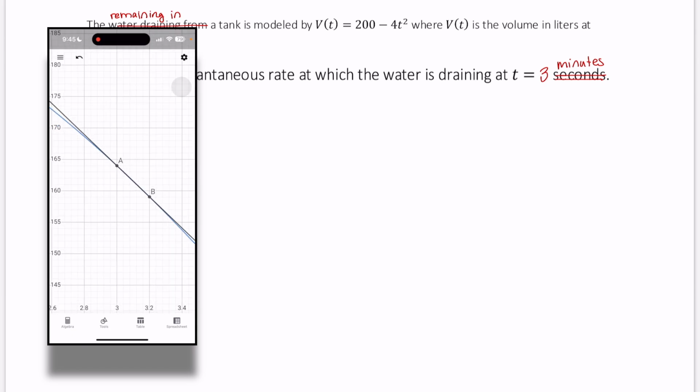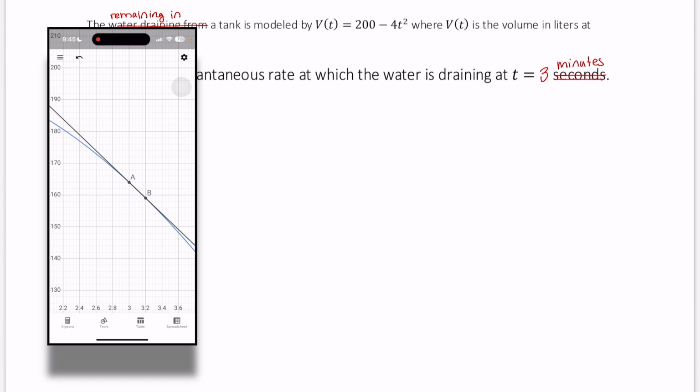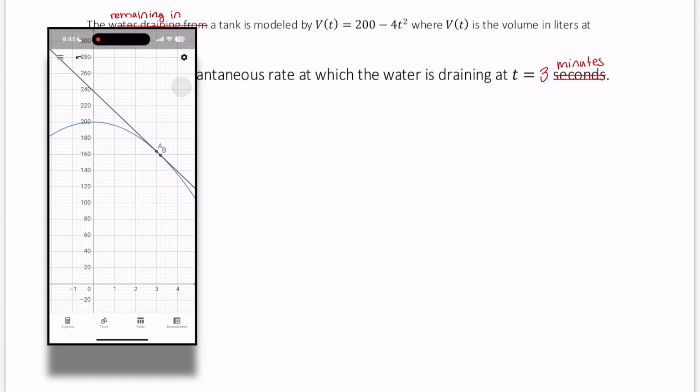So I'm going to find the slope of this line, and that's going to help me estimate the instantaneous rate of change because it's really, really close to what the tangent line at A will look like. And we'll explore that in the next video, in the third of these 3 videos for this example. So let me go ahead and zoom out.